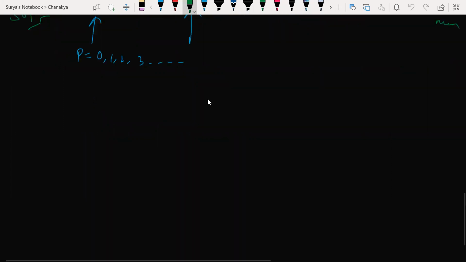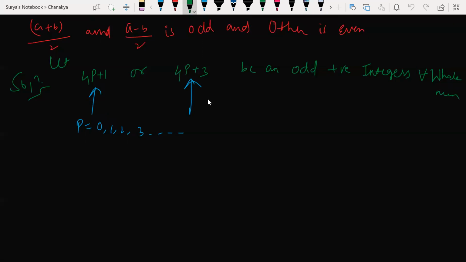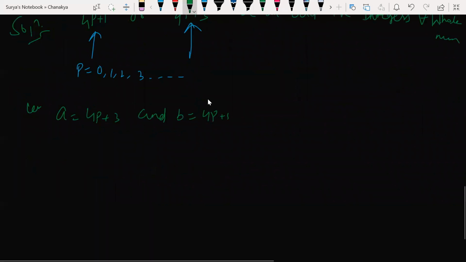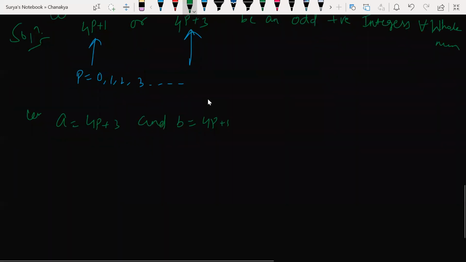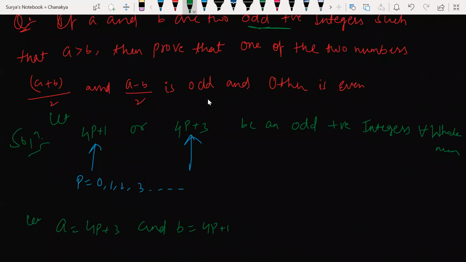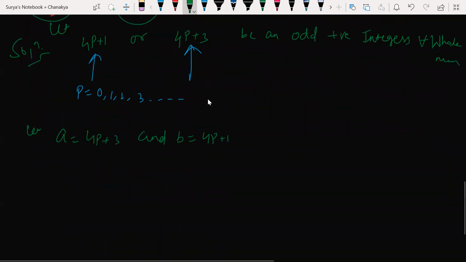So now look at this here. For suppose, for example, you choose any example. Let me choose a is equal to 4p plus 3, and b is equal to 4p plus 1. But look at this here. What is he asking for? Prove that one of the two numbers, this and this, is odd and the other is even. So we have to prove this.